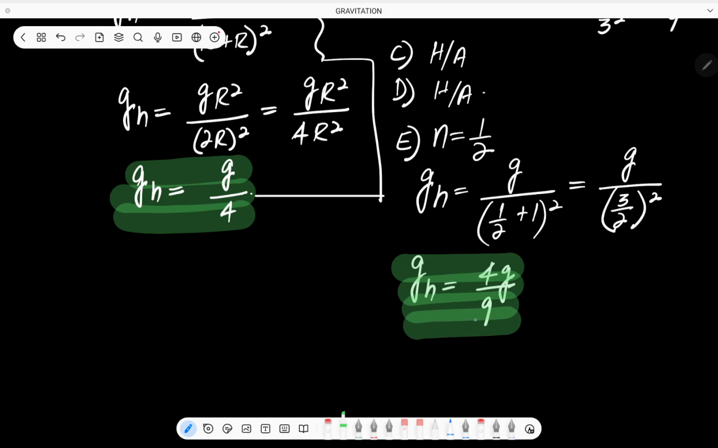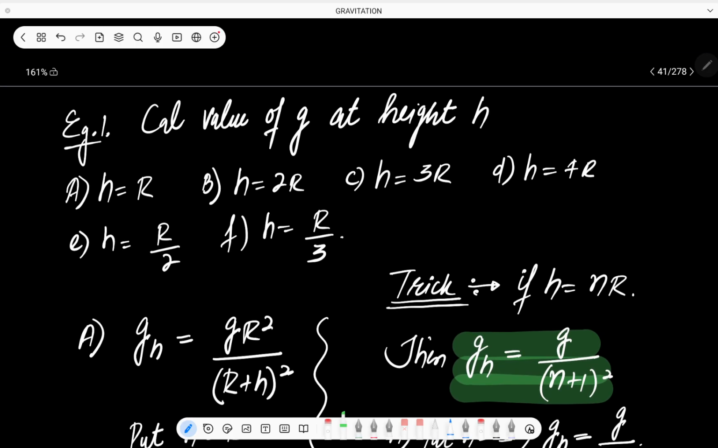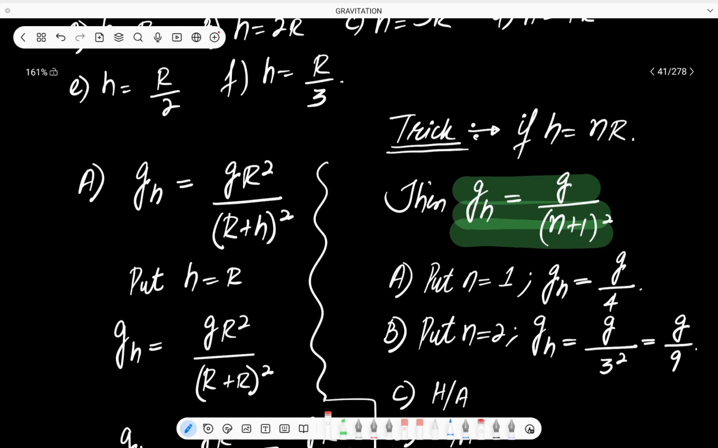Okay, I hope that this question is absolutely clear to you. And though this question seems easy to you, it is very important. Calculate the value of acceleration due to gravity at height h equal to r or 2r or 3r or whatever it is. So the direct method for this is this one. This is the direct formula to solve this question. A very important question. That's why I have highlighted this equation for you.